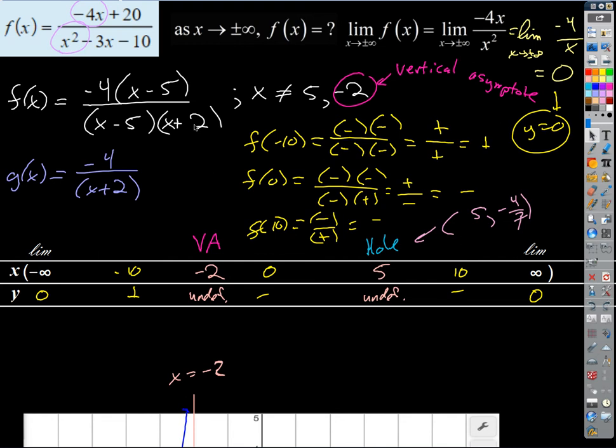A hole would be a shared zero of the numerator and the denominator. So in this case, notice that we have like factors in the top and the bottom, the x minus 5s. So at x equals 5, if we tried to evaluate this function at 5, we would have gotten 0 divided by 0, which tells us that's a hole. That's an indeterminate form. We know that at x equals 5, we've got a hole.